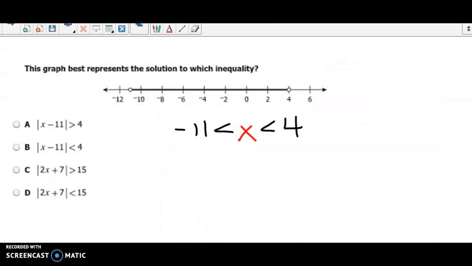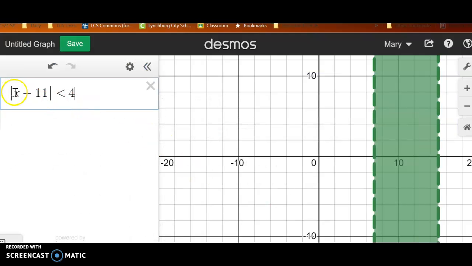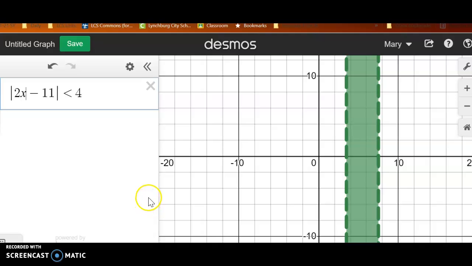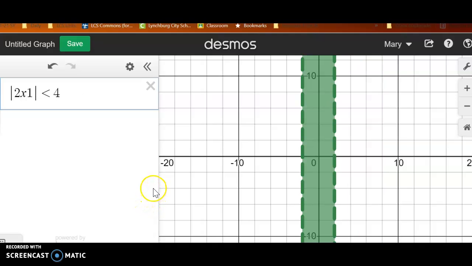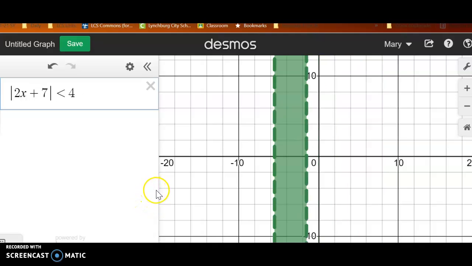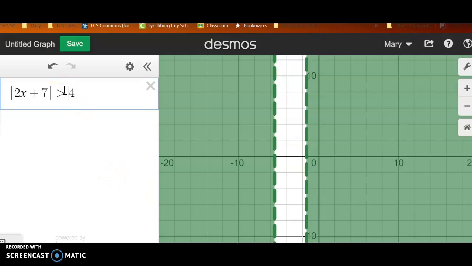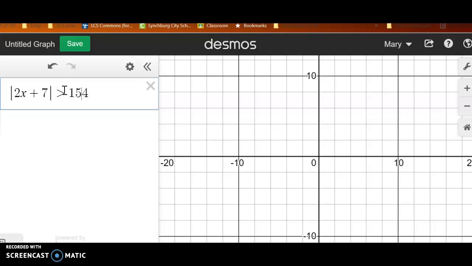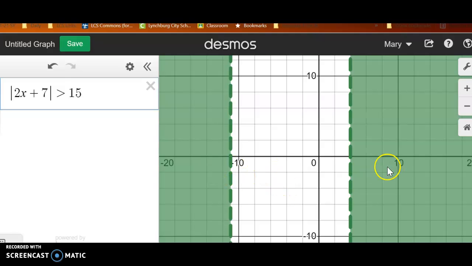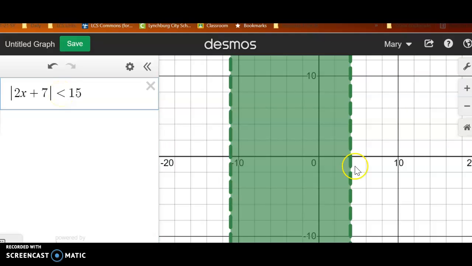So 2x plus 7 is greater than 15. Right? Again, on that one, it's pointing outside, so we're going to change our inequality sign to a less than.